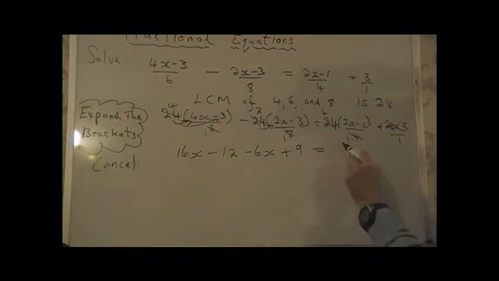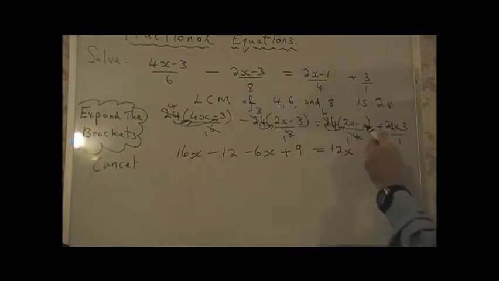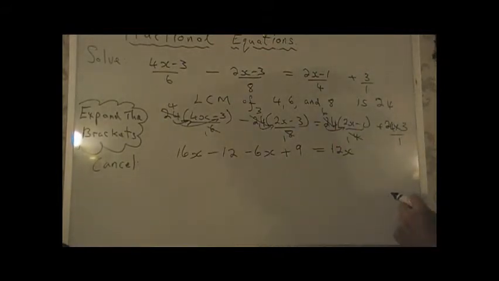On the right hand side, I multiply 6 by my 2x, putting my arrow on again. 6 times 2x is 12x. And 6 times minus 1, unlike signs multiplied, will give me minus 6. And 24 times 3, you can work that out, that gives you 72.